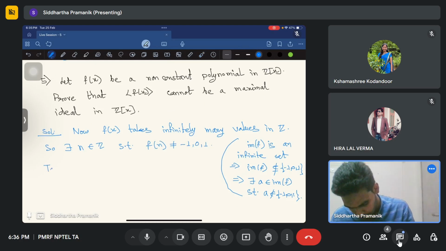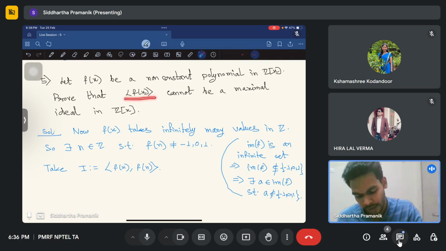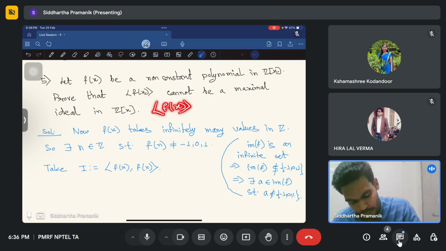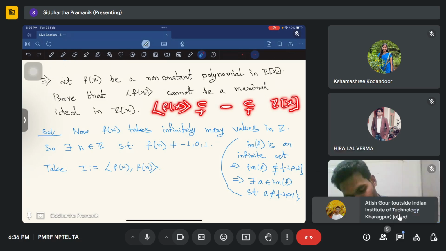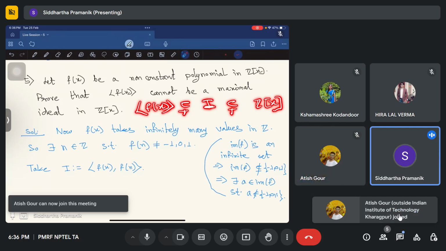Now take the ideal I which is generated by f(x) and f(n). So we have to prove that the ideal generated by f(x) is not maximal. So that means between this ideal and the ring, there must be some other ideal which contains it properly. So my claim is I is properly contained between these two ideals.